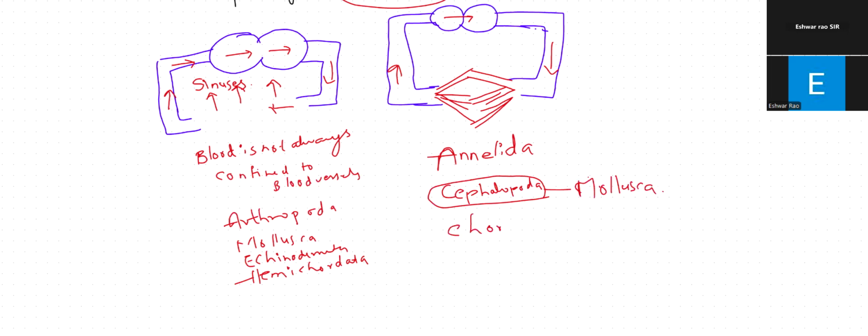Clear? This is about the second one. That is, levels of organization we have seen, and type of circulation we have seen. In the next class, we'll see the type of symmetry.